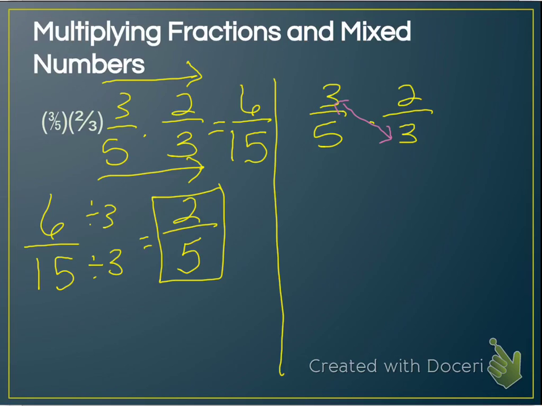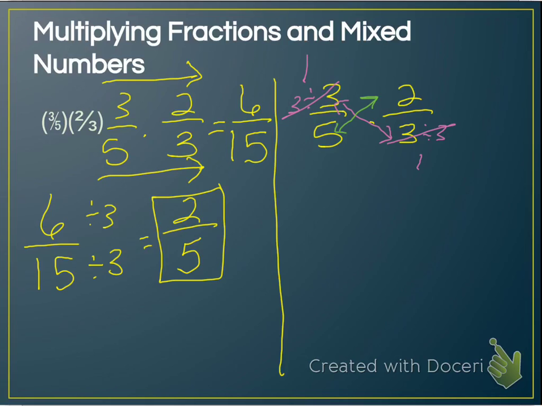I'm going to divide them by 3, and so this becomes a 1, and I'm going to divide this one by 3, and this becomes a 1. Then I'm going to look the opposite direction. Is there anything that 2 and 5 can both be divided by, so that I can cross-cancel this direction?